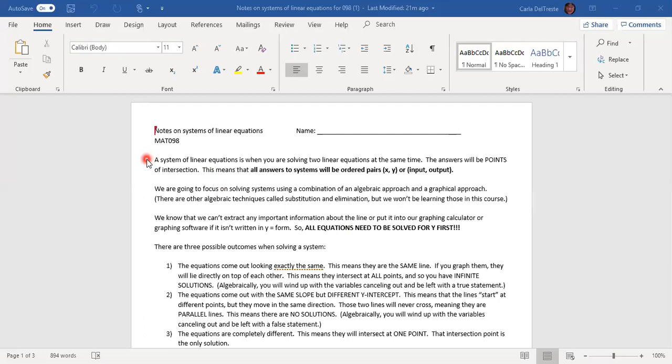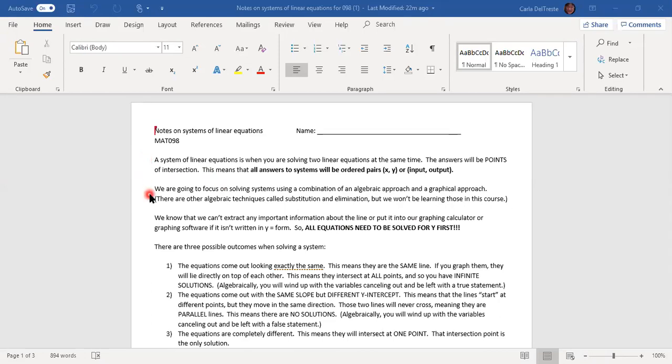So first, let's define what that means. A system of linear equations is when you're solving two linear equations at the same time. The answers are going to be points of intersection. So that means that all answers to systems are going to be ordered pairs or some set of ordered pairs, because you're talking about points on a graph.